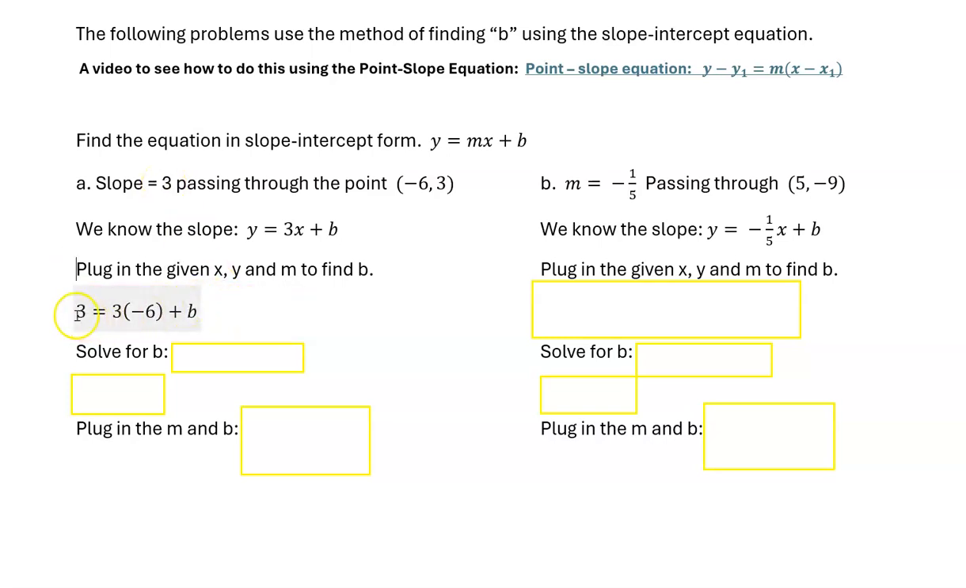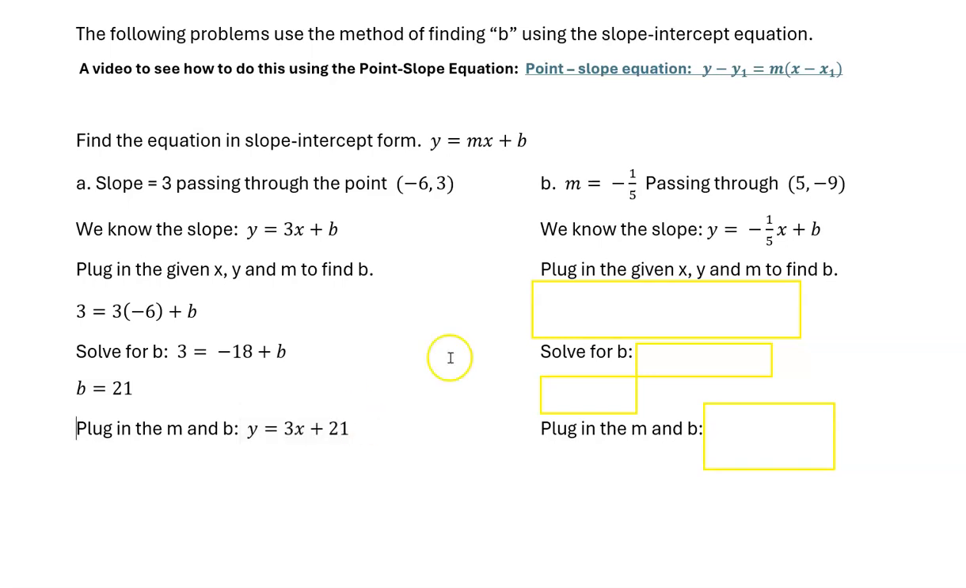So we plug in y is 3, the slope is 3, and the x is -6. We plug those three things in, and we solve for b. -6 times 3 is -18. And then to solve for b, you would just add 18 to both sides. And 18 plus 3 is 21. So we found that b is 21, and we knew the slope was 3. So our final answer is y equals 3x plus 21, 3 being our slope and 21 being our y-intercept.